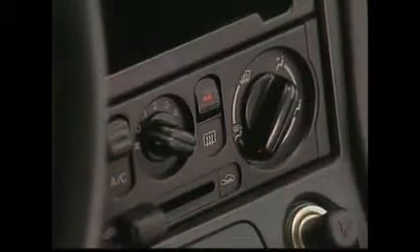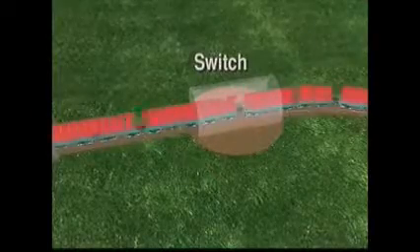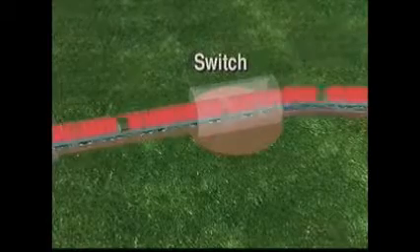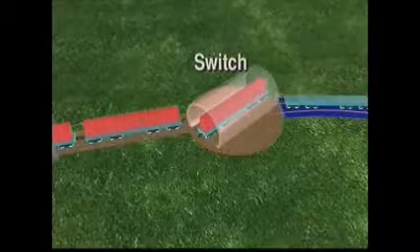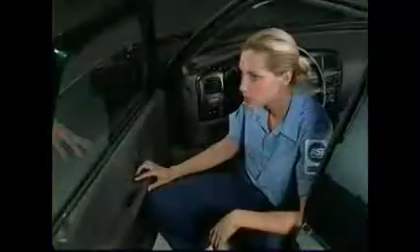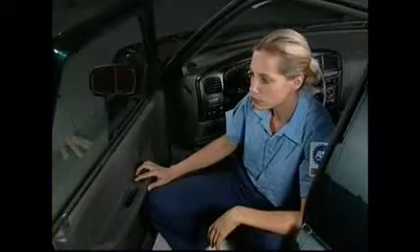Switches are used to turn a circuit or load on or off. A switch allows current to flow through a circuit when it is closed and does not allow current to flow through the circuit when it is open. The symbols for switches vary depending on the type of switch.